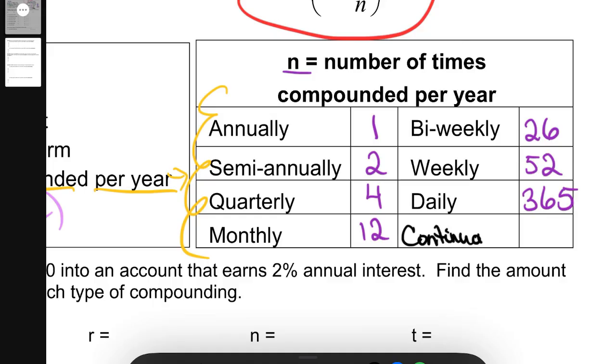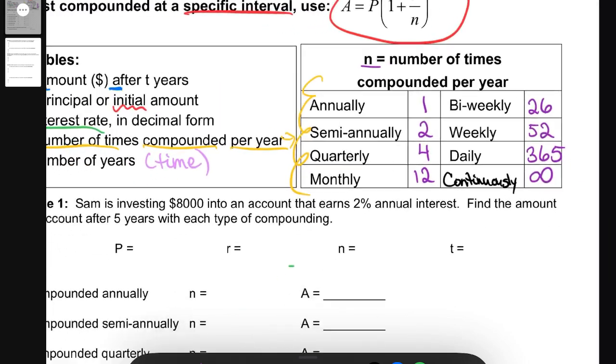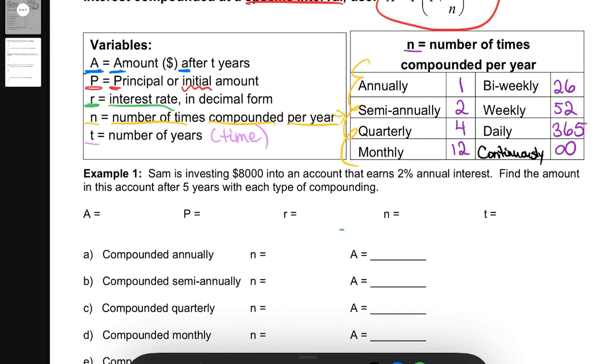And if we are compounding continuously, we would be compounding an infinite number of times per year. That's why we have to go to a different formula, so we can't really plug infinity into a formula.